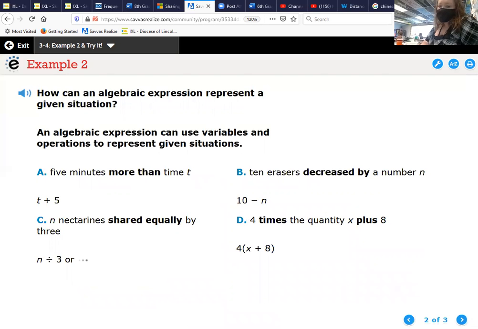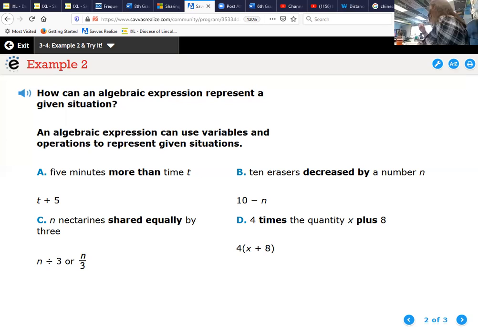Here they took that statement and wrote it as a math problem. A again was 5 minutes more than time T. So we want more time than T, so we were adding, and we're adding 5 minutes. So we have T, and then we add 5 more minutes. B says 10 erasers decreased by a number n. So we started with 10 erasers, and then we decreased or subtracted n erasers.